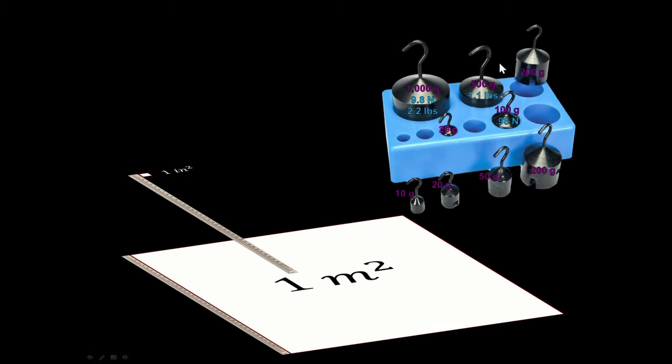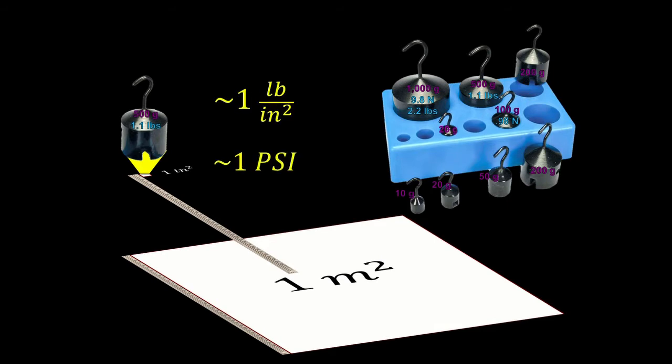So let's take this 500, pull it over here, and 500 grams is 1.1 pounds, but we'll say, hey, that's kind of close to 1 pound. If I had 1 pound concentrated onto 1 square inch, that's 1 pound per square inch, or 1 psi, which stands for pounds per square inch.